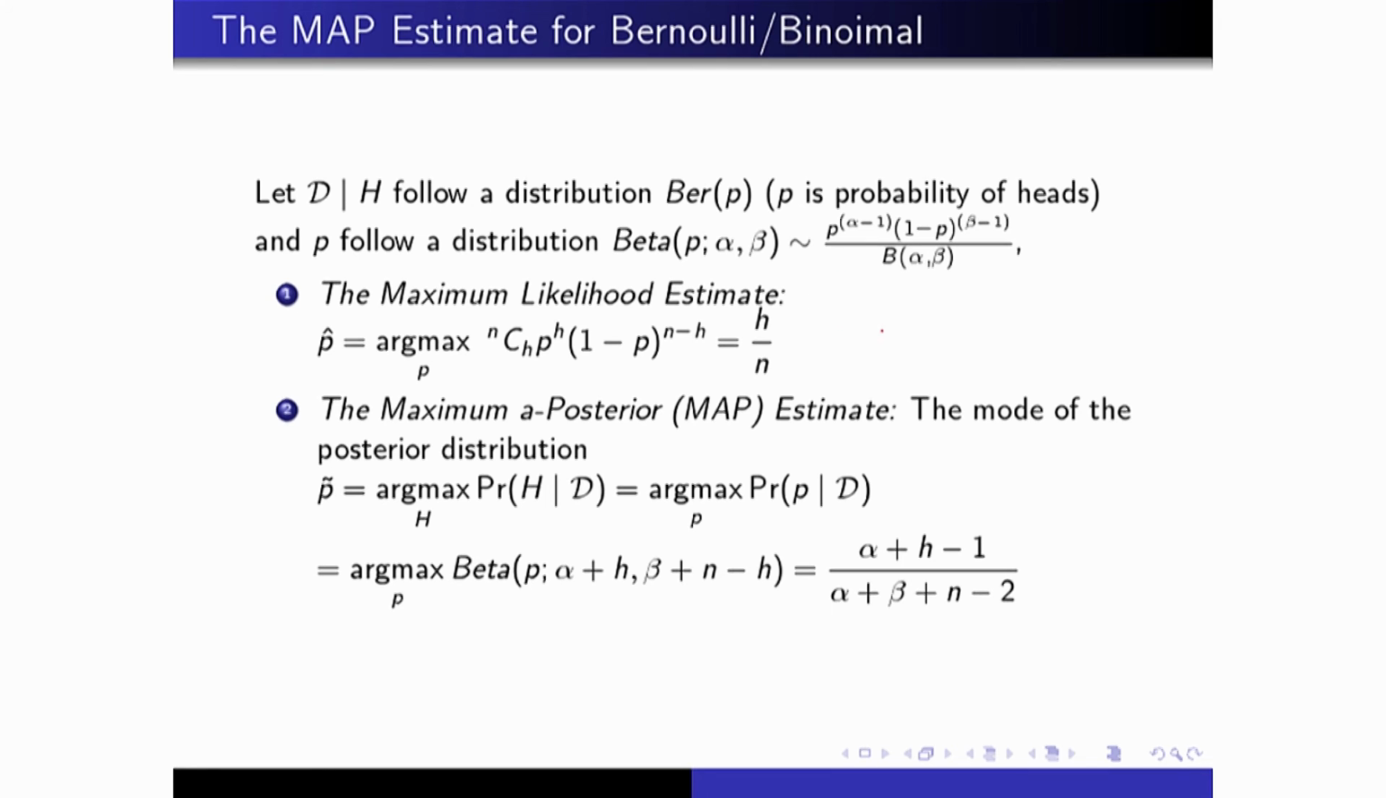So the MAP estimate for the Bernoulli distribution can be obtained through application of the beta prior, and the MAP or maximum a posteriori estimate is nothing but the mode of the posterior under the beta prior. And it turns out to be alpha plus h minus 1 divided by alpha plus beta plus n minus 2. And if you are interested, the expected value of p under the posterior is alpha plus h divided by alpha plus beta plus n.